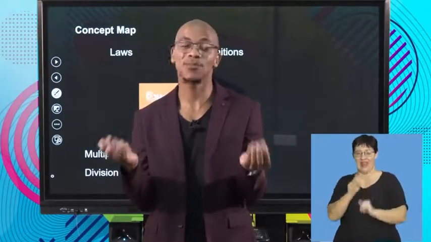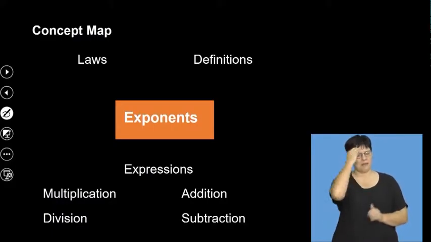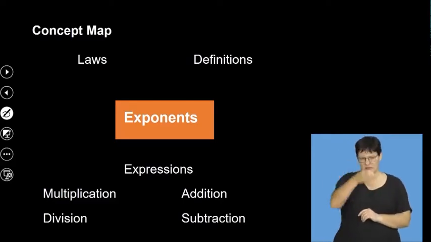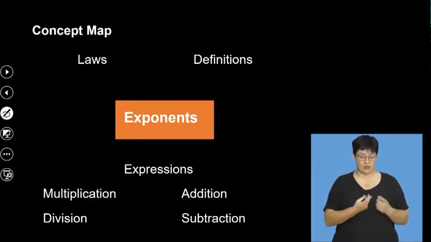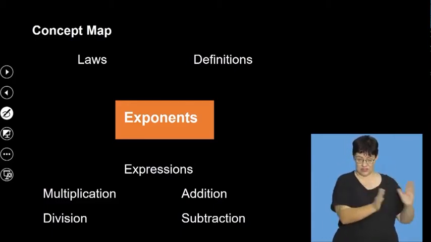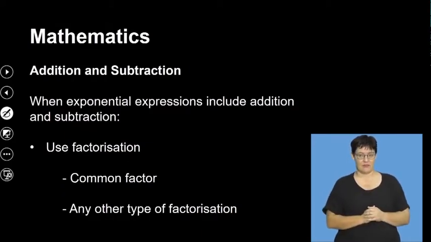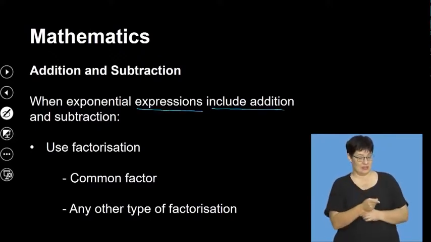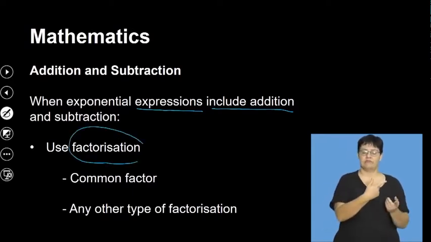Guys, welcome back. So right now we're going to look at the concept of the addition and subtraction of exponential expressions. Remember our mind map, we've been looking at the concept of exponents together with its laws and the definitions. And then when it comes to expressions, we've dealt with the multiplication and division. Now we're going to mainly focus on the addition and the subtraction, right? So when an exponential expression includes addition and subtraction, the main thing that we use here is called factorization, right?